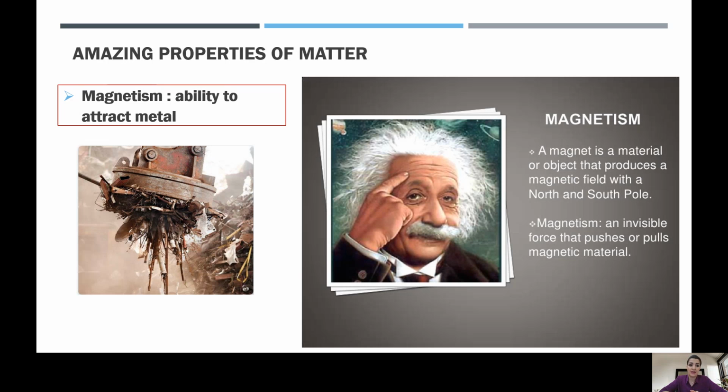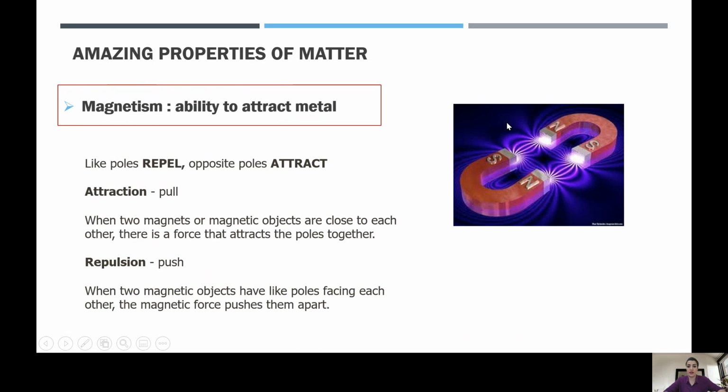When I say magnetism, it is the ability to attract magnets and matter that are made of metals. Why? Because a magnet is a material or an object that produces a magnetic field. And when we talk about a magnetic field, we are talking about the south and north pole. Like you can see over here in this picture, all magnets have the property of having a south and a north pole. Usually, magnetism is the ability to attract matter or other magnets.